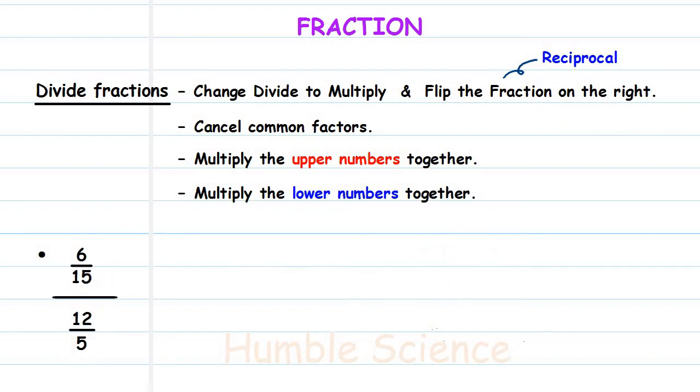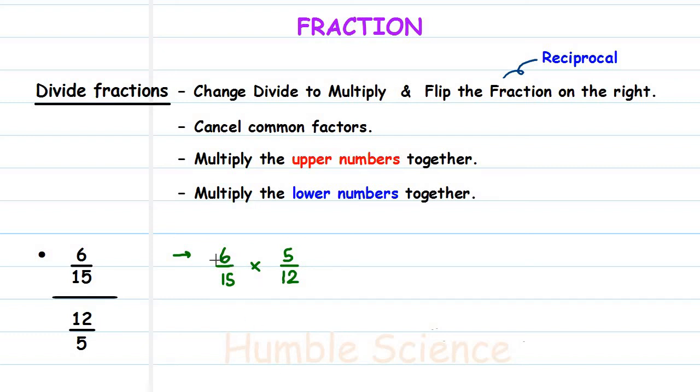This time let's try 6 over 15 divided by 12 over 5. So this is the same as 6 over 15 multiply 5 over 12. Now we can try to cancel out the common factors.